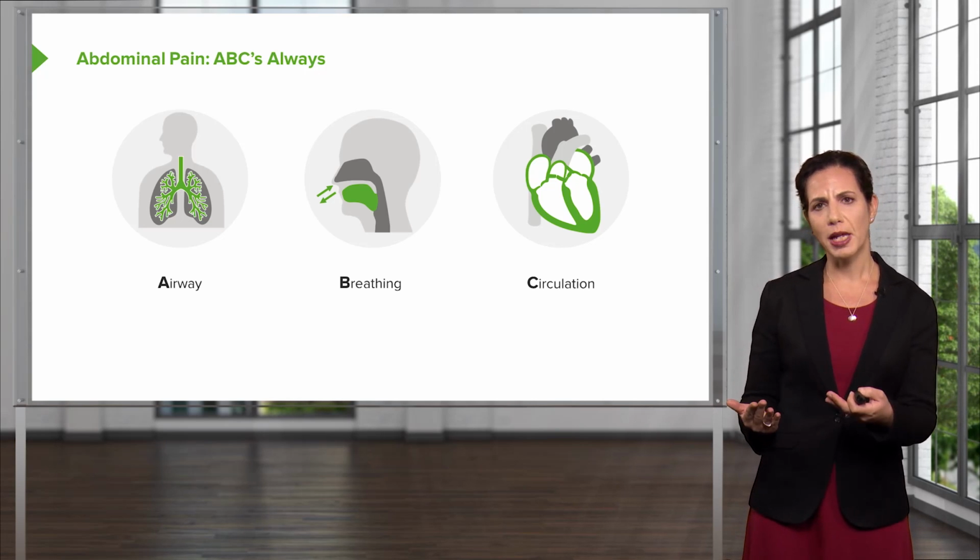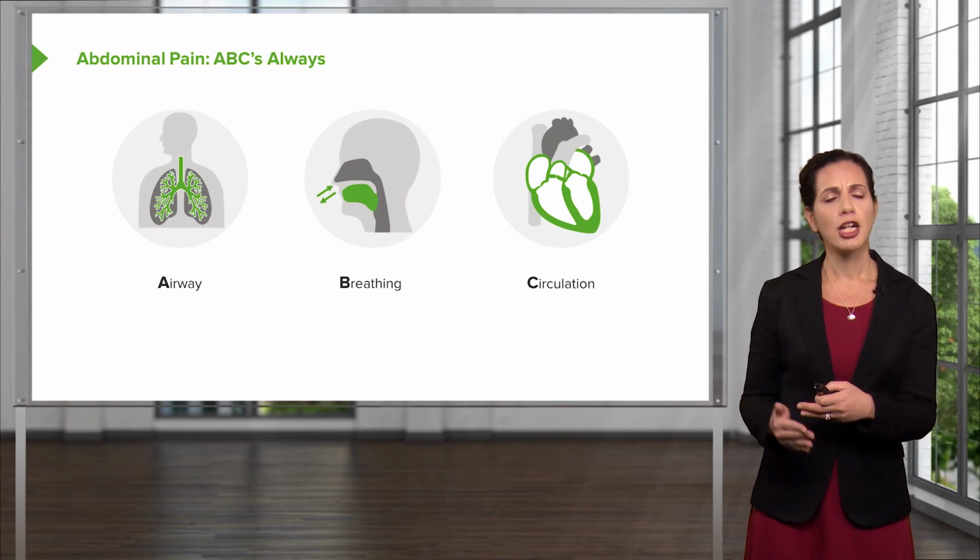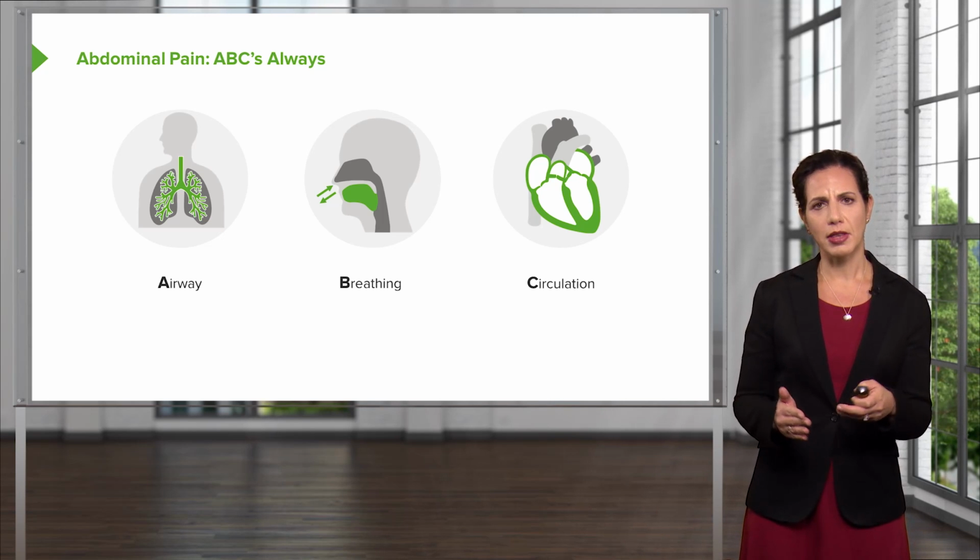Circulation can definitely play a role here, especially in settings where you're concerned that someone could have a life-threatening cause of their abdominal pain, such as a AAA. So we always want to make sure that we're thinking about this.